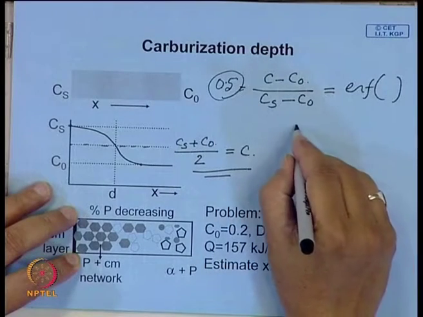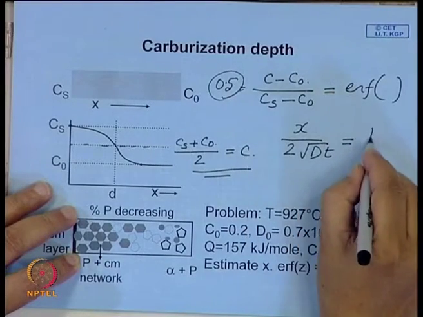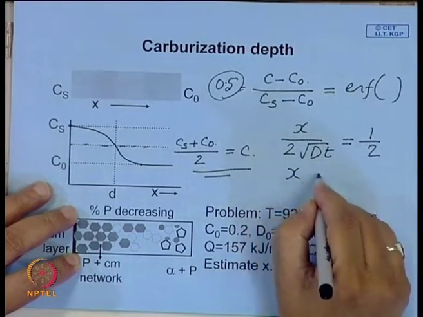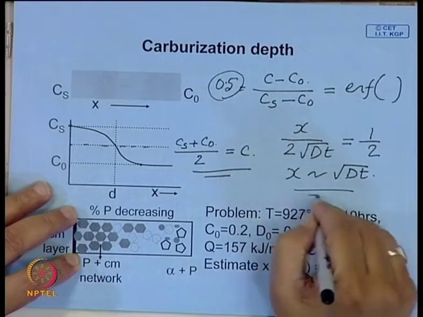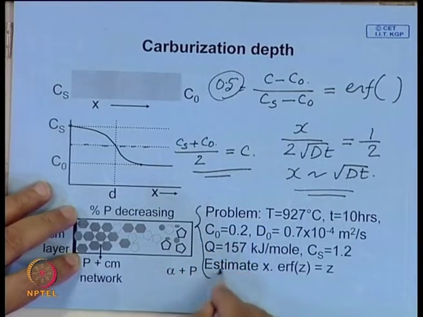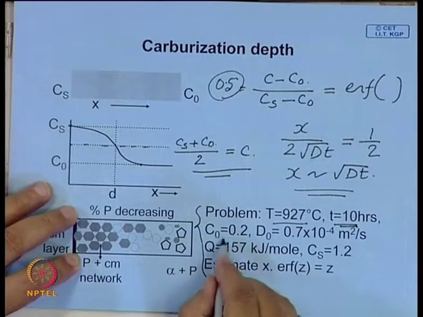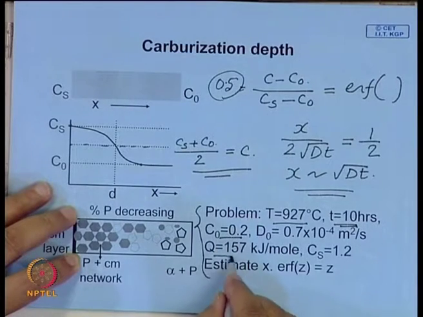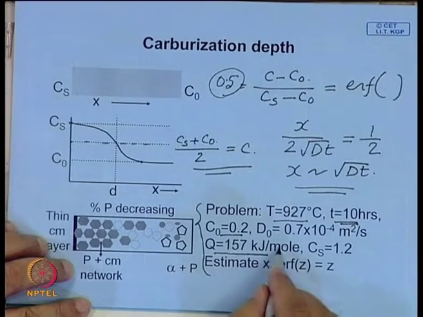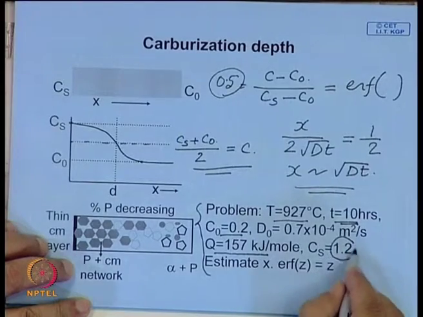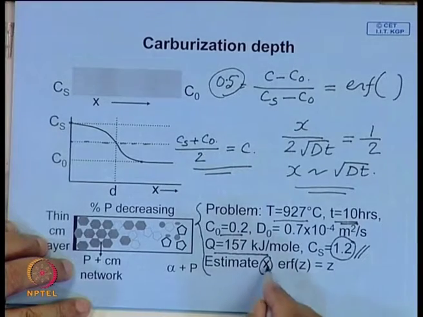So, obviously, x over 2 root over Dt is equal to 1 over 2. Therefore, the depth of carburization is approximately equal to root over Dt. And here is a problem we can try. The temperature is given, the time is given, the initial C naught is given, the activation energy for carbon diffusion in austenite is given, and the surface concentration of carbon is given. Try and estimate the depth of carburization.